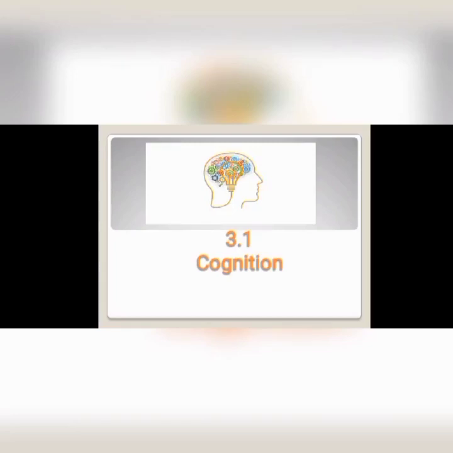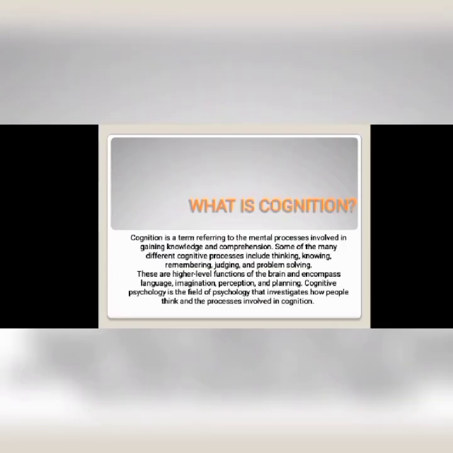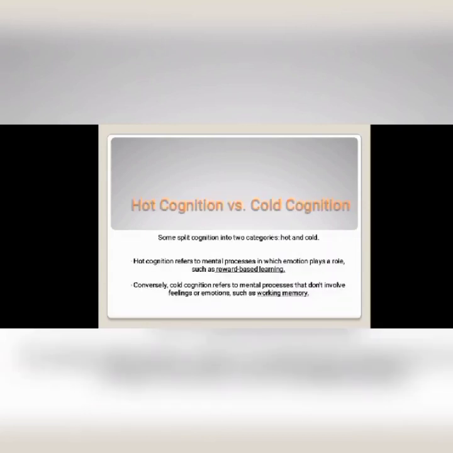So, cognition. What is cognition? Cognition is the term referring to the mental processes involved in gaining knowledge and comprehension. The different cognitive processes include thinking, knowing, remembering, judging, and problem solving. There are two categories of cognition, hot versus cold cognition. Hot cognition refers to mental processes in which emotion plays a role, such as reward-based learning. Cold cognition does not involve feelings or emotions, such as working memory.